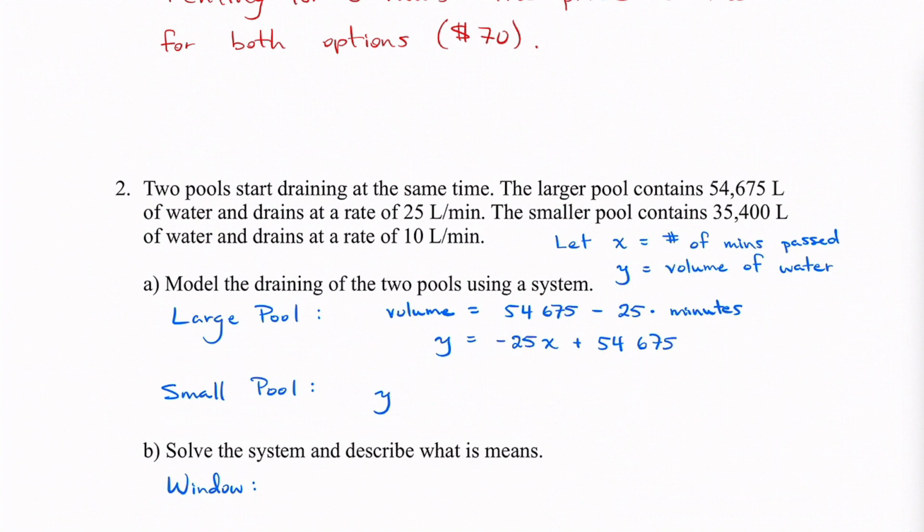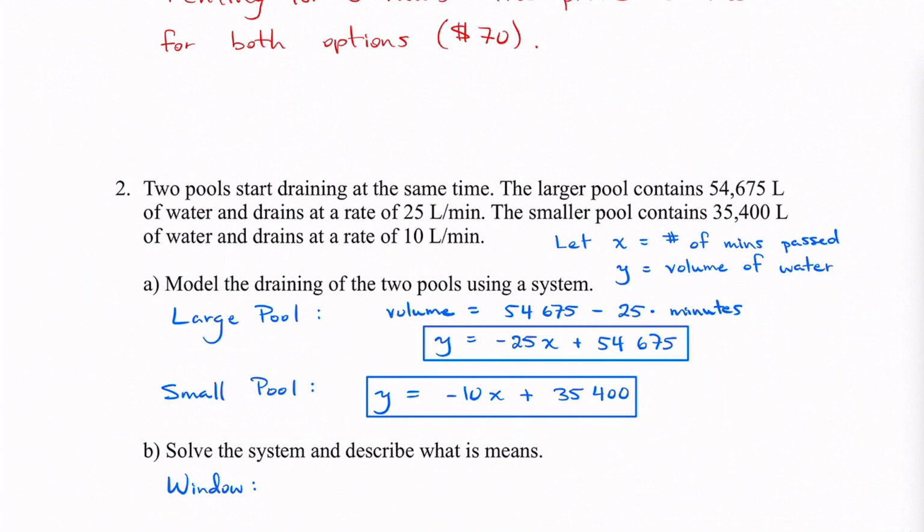Now for my small pool, it's going to be really similar. So my volume is going to be equal to, our rate is 10 liters per minute, but we're losing it, so it's minus 10 liters per minute, so times by the number of minutes, and then plus our initial number was 35,400 liters, so 35,400 liters goes there at the end. So those 2 equations there represent our system.